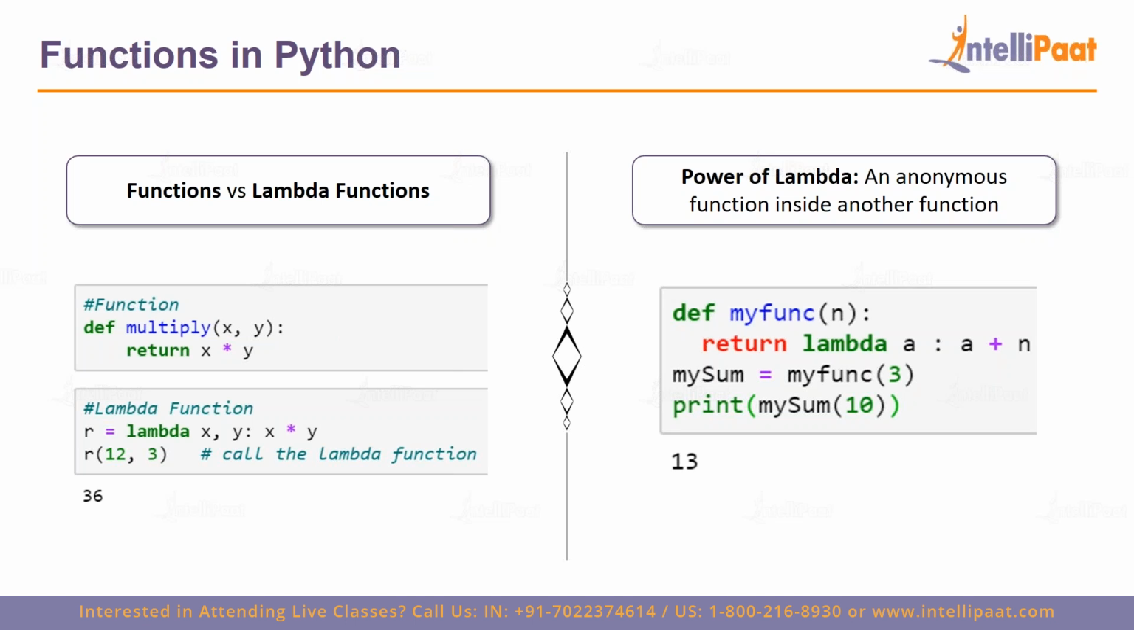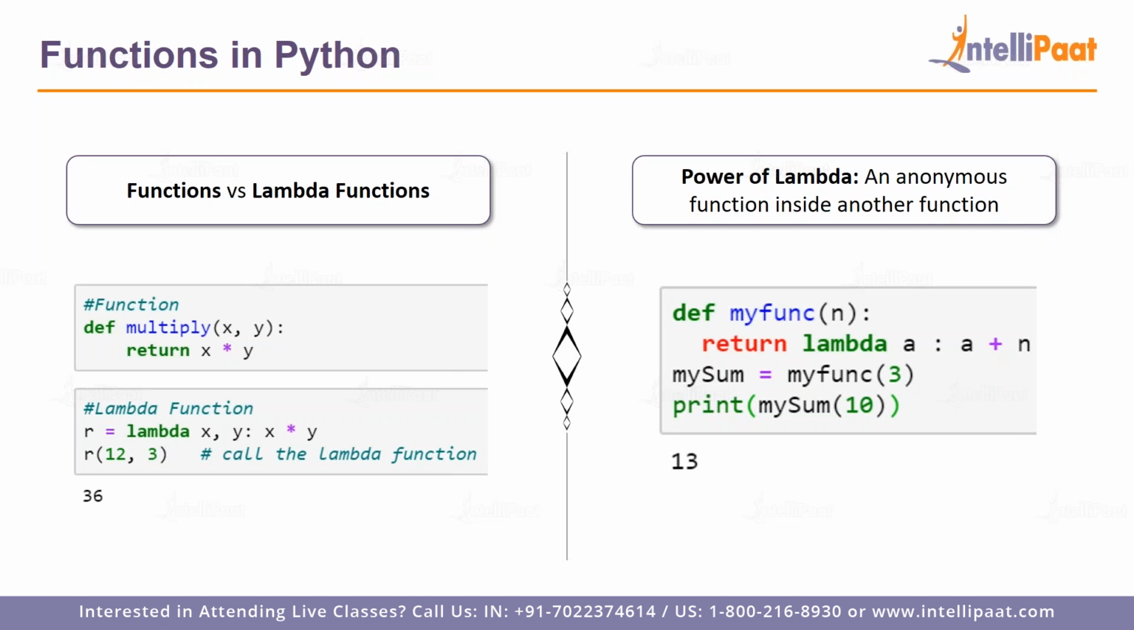Now to call the lambda, all I have to do is use the r, which is the name of the lambda, and I put parentheses outside, and inside the parentheses I pass in the two values. If I don't put parentheses, then it would simply be a variable that holds something. I'm not calling the function, I'm not executing the code that's inside it. So I pass in 12 and 3 and I get 36.